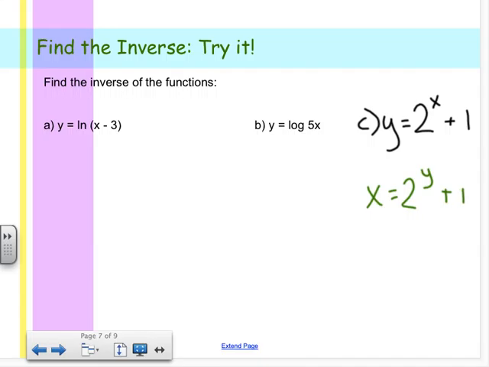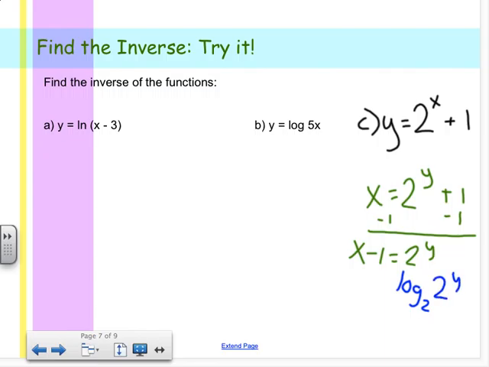Just like in the past when we were looking for inverses, work outside in, subtract the 1 on both sides first. I would have x minus 1 equals 2 to the y. Now my issue is I have 2 to the y. So I have an exponential function. I need to pull in a logarithmic function. And I want the bases to be the same. So what I should do is take log base 2 of both sides.